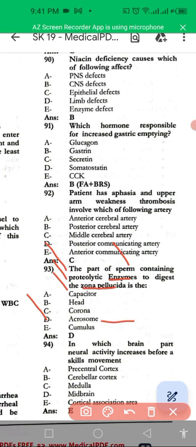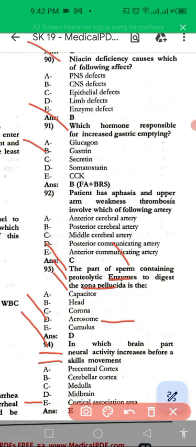In which part of the brain does neural activity increase before skilled movement? That is the cortical association area. It is a physiological area in which there is increased activity during movement. Next one: which hormone is responsible for increased gastric emptying? Gastrin is responsible.